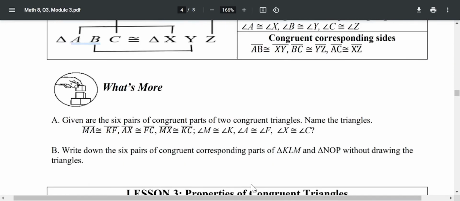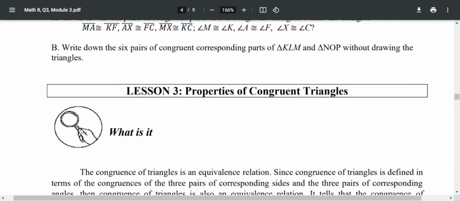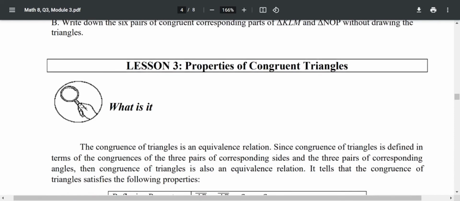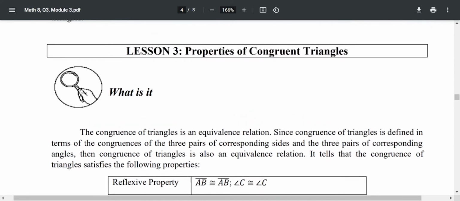Now we have here our practice activities. You can try answering this one, the same run sa atong examples. And then lastly, lesson 3, we have the properties of congruent triangles. So ang atong congruent triangles na ay tulo ka property.